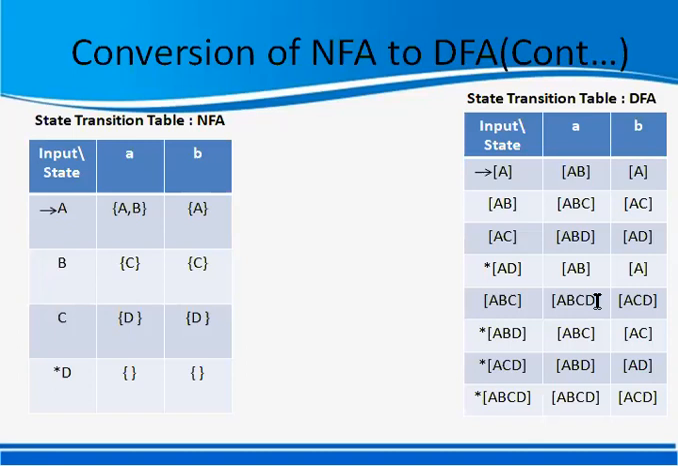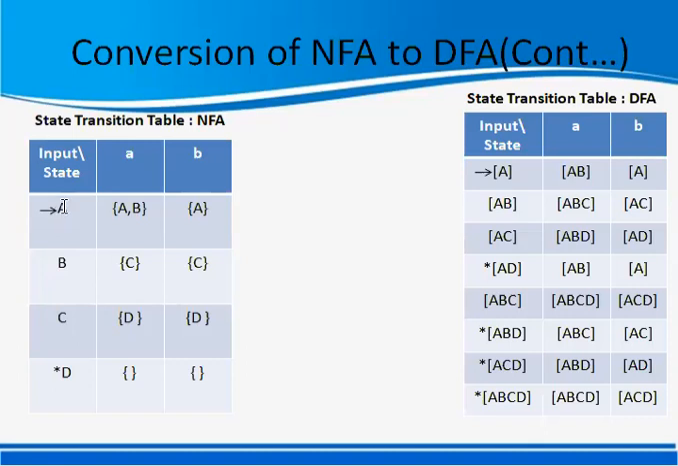Now we will see the transitions on ABCD. From ABCD on input small a, we will take the union of ABCD. It will give ABCD. So we have written here ABCD. Now on input small b, it will give ACD. So we have written here ACD. Now we have seen transitions on all these states.